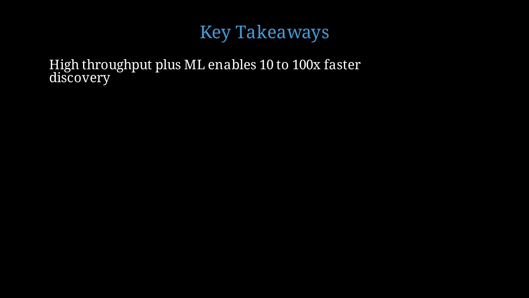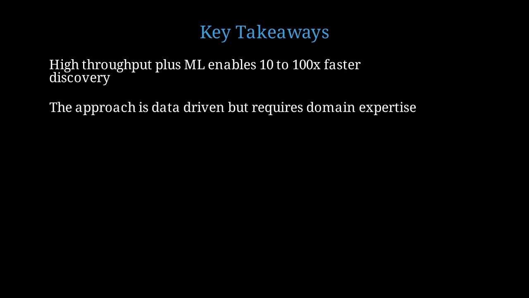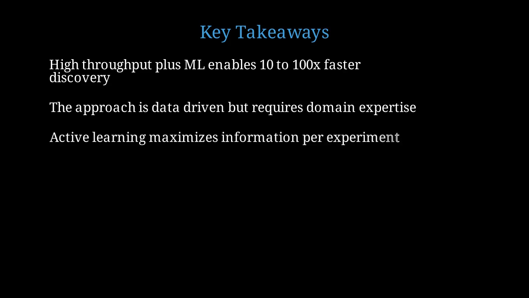Here are the key takeaways from this lecture. High-throughput synthesis, combined with machine learning, enables 10 to 100 times faster materials discovery compared to traditional methods. This approach is fundamentally data-driven, but it still requires deep domain expertise to set up the search space, design experiments, and interpret results. Active learning strategies like Bayesian optimization maximize the information gained per experiment by intelligently choosing where to sample next based on model uncertainty.